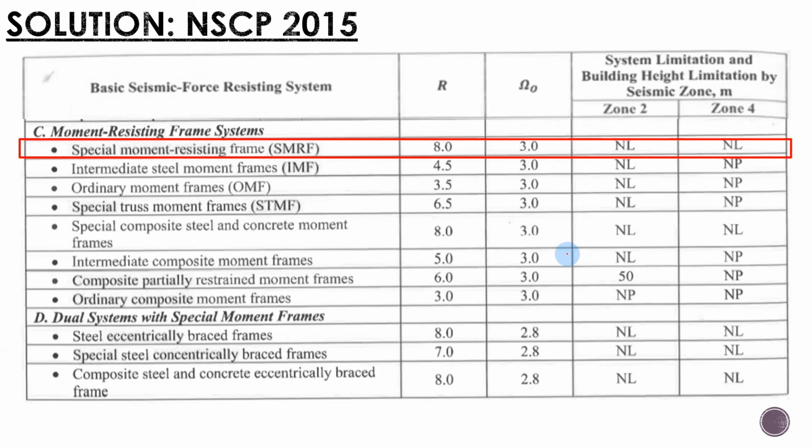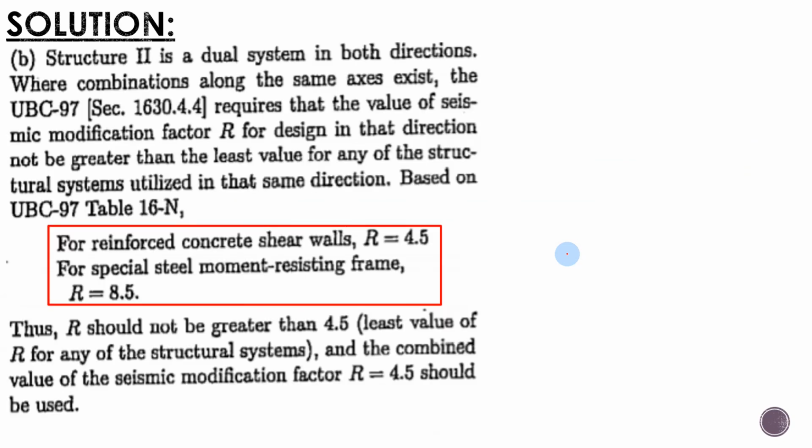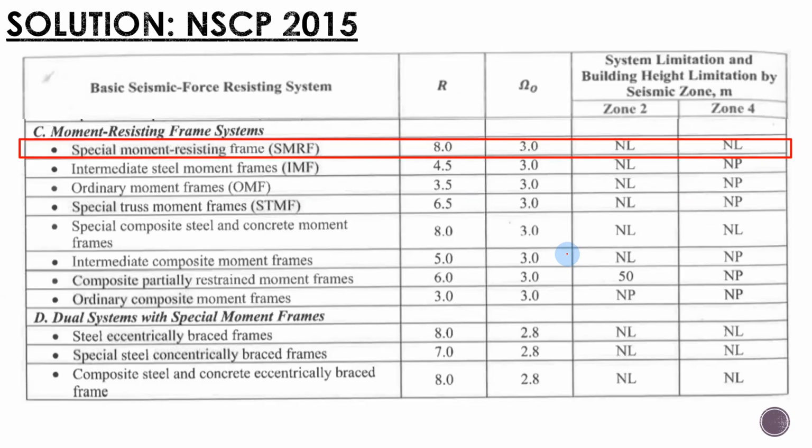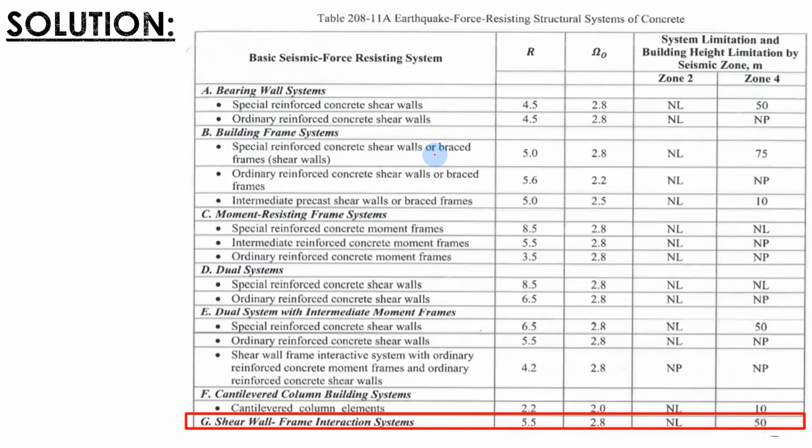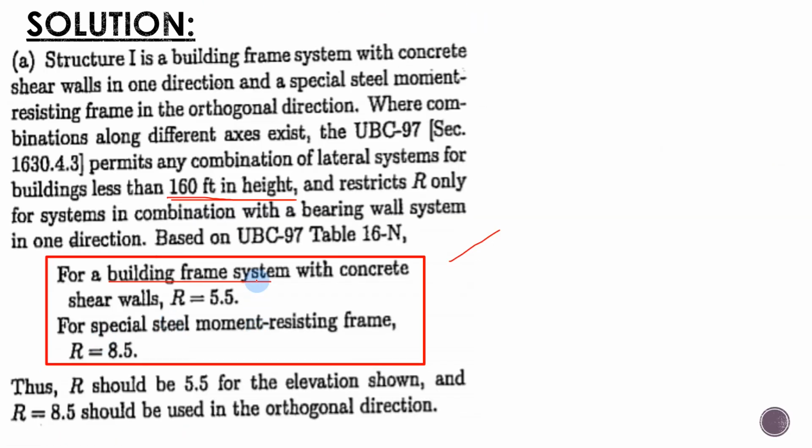Then muna siya sa NSCP. So sa NSCP guys is 8, katong SMRF sa steel, ito siya guys na portion. So 8 guys. Then 5.5 siya dali. Pero I think try nato balikan guys ha.